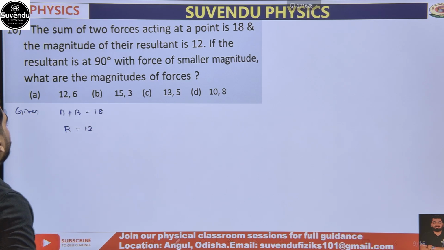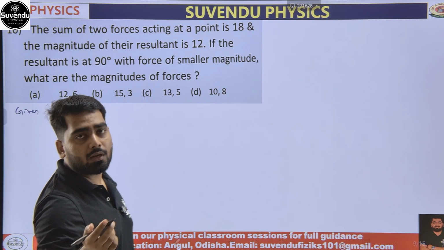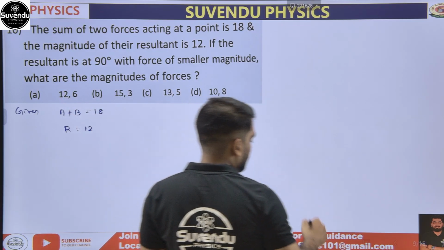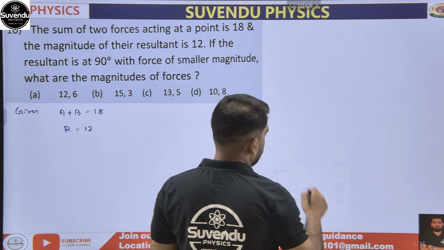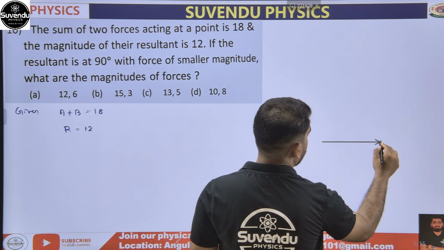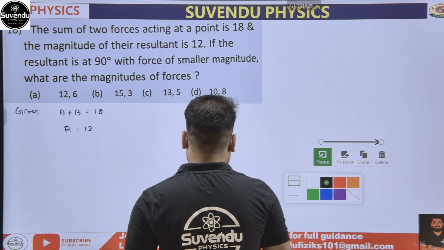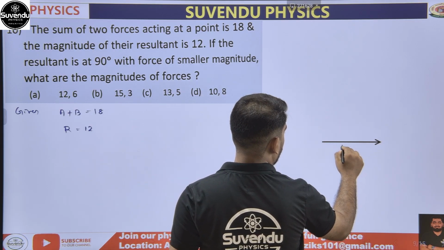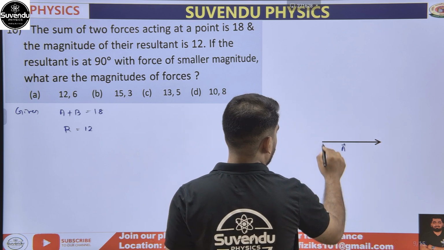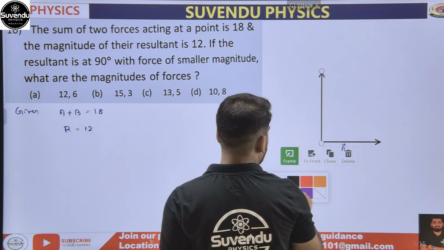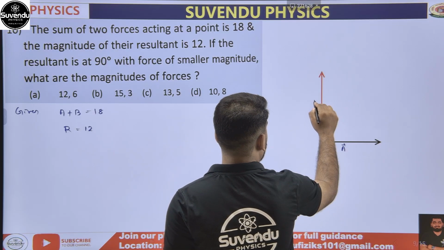Okay. So if the resultant is at 90 degree with the force of smaller magnitude, we know which one is the smaller magnitude force. Let A be the smaller magnitude force. So as per the question, let this be your A vector having smaller magnitude. And the resultant makes 90 degree with the force of smaller magnitude. This is our resultant vector.